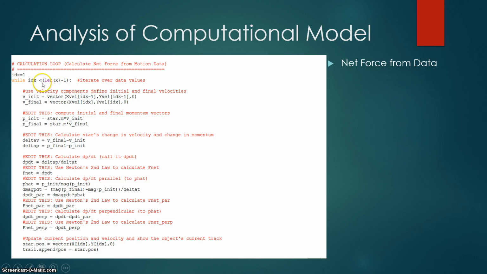First, it calculates the initial and final velocity from the components defined in the first loop. Then it calculates the initial and final momentum using the mass of the star times the initial velocity or the final velocity on each one. Then it calculates delta v using the subtraction of final velocity minus initial velocity, and then delta p using the subtraction of final momentum minus initial momentum. Having delta p, we can calculate dp dt just by dividing by delta t, and then dp dt is equal to the net force. These final lines of code calculate the parallel and perpendicular components of Fnet and dp dt.